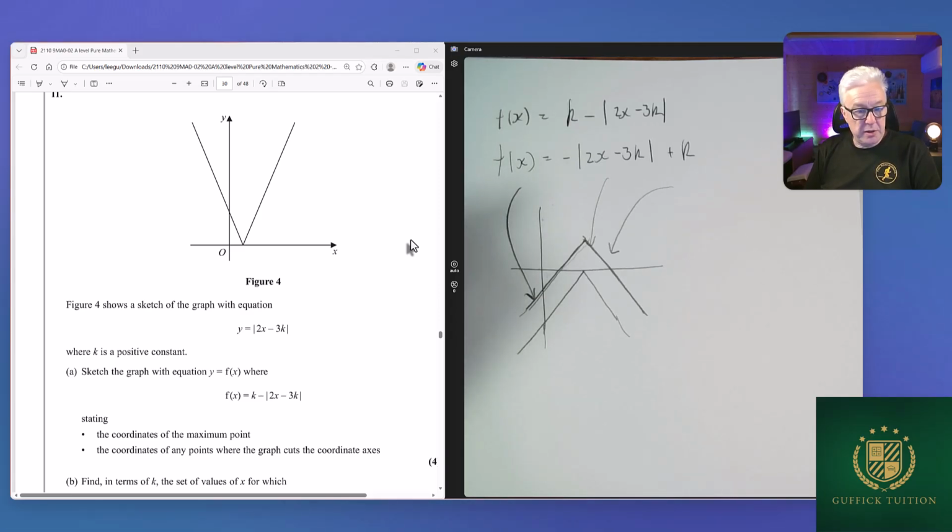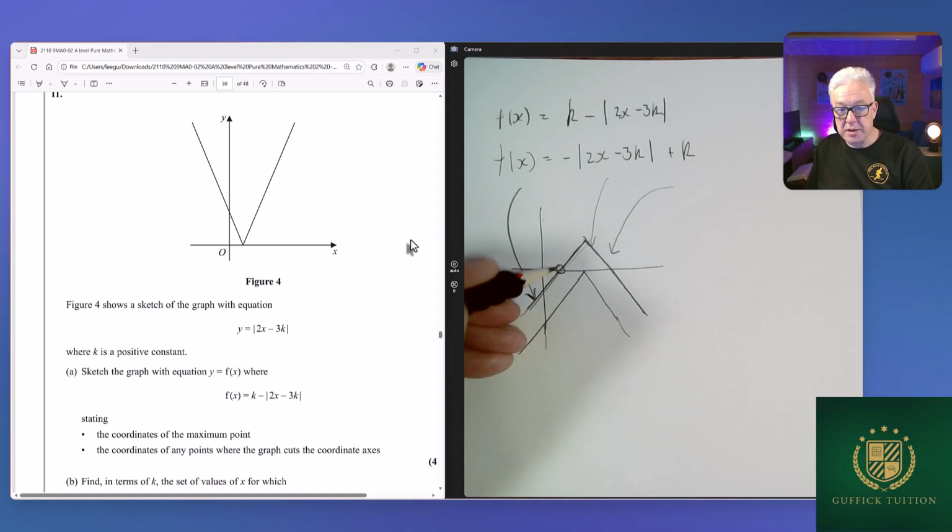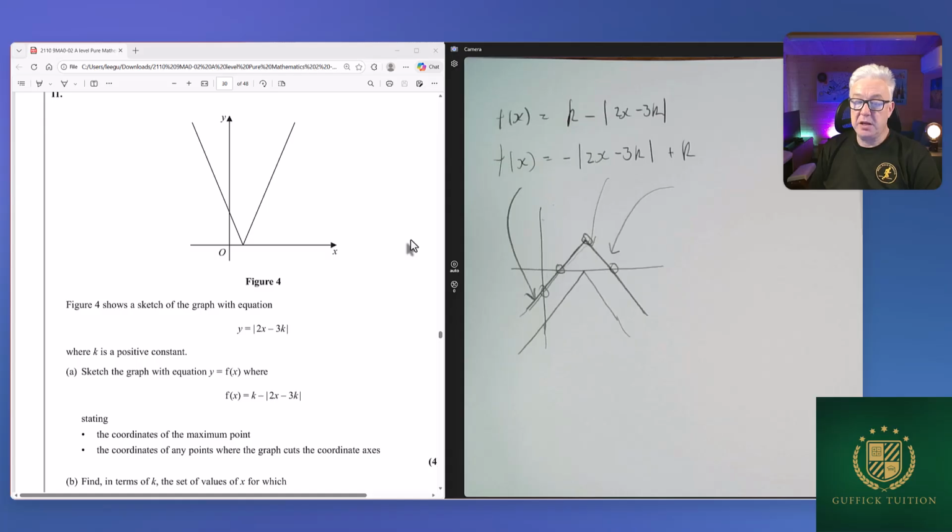And it says we've got to state the coordinates of the maximum point and the coordinates of where it cuts the coordinate axes. So we need to know what this coordinate is, and this coordinate, and this one, and that one there. So quite a lot of information still to work out.